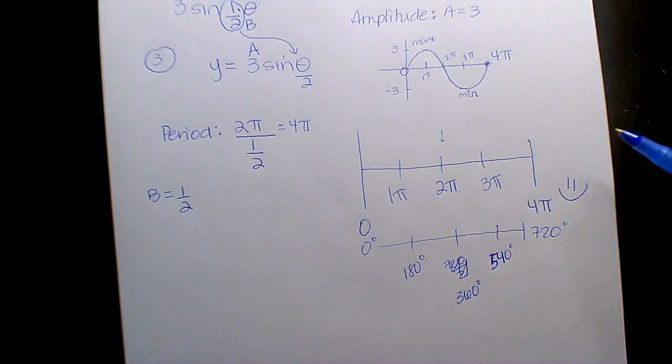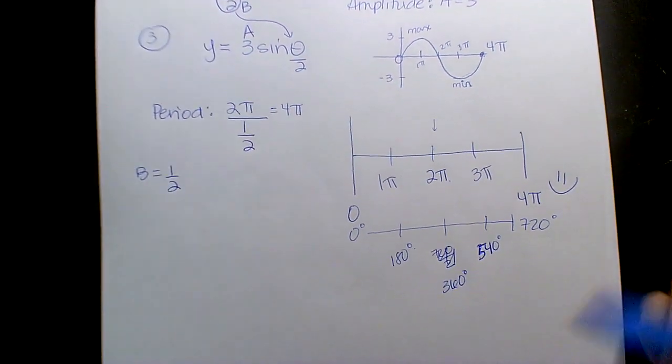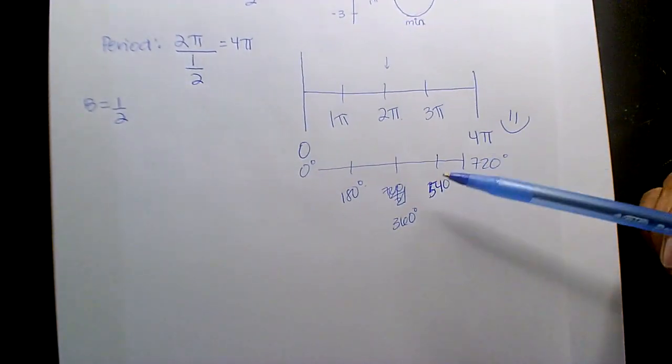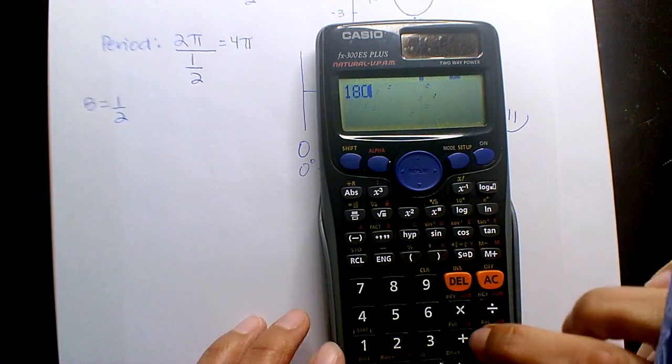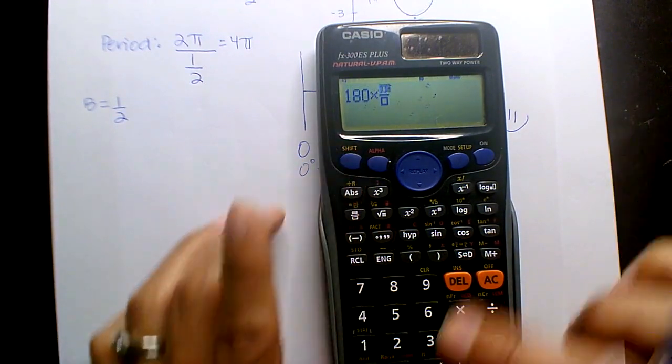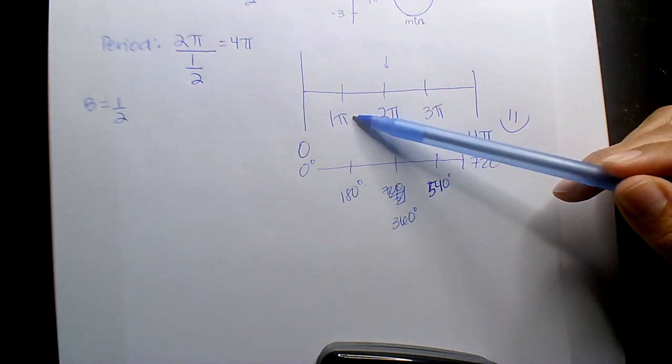Okay, and then say, because this one was an easy one, but say for instance now you want to convert it back, then that's fine. You take 180 times pi over 180, and there's your pi, so 180 is back to pi.